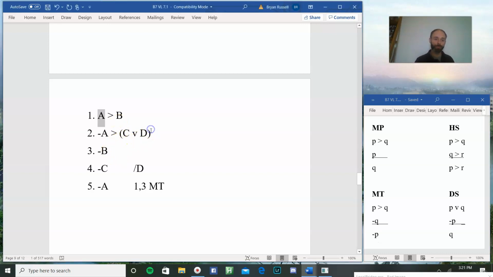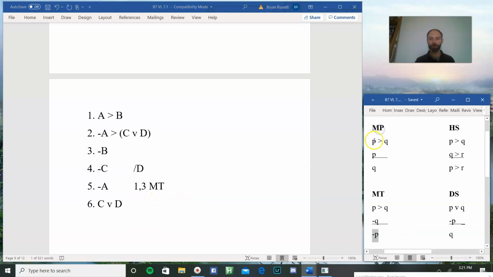How about 2 and 5? In 2, we have if not A, then C or D. Well, on line 5, we have not A. And if we know if not A, then C or D, and we know not A, then we can know C or D. And how did we do that? We did line 2 and line 5. And the rule we used was MP.